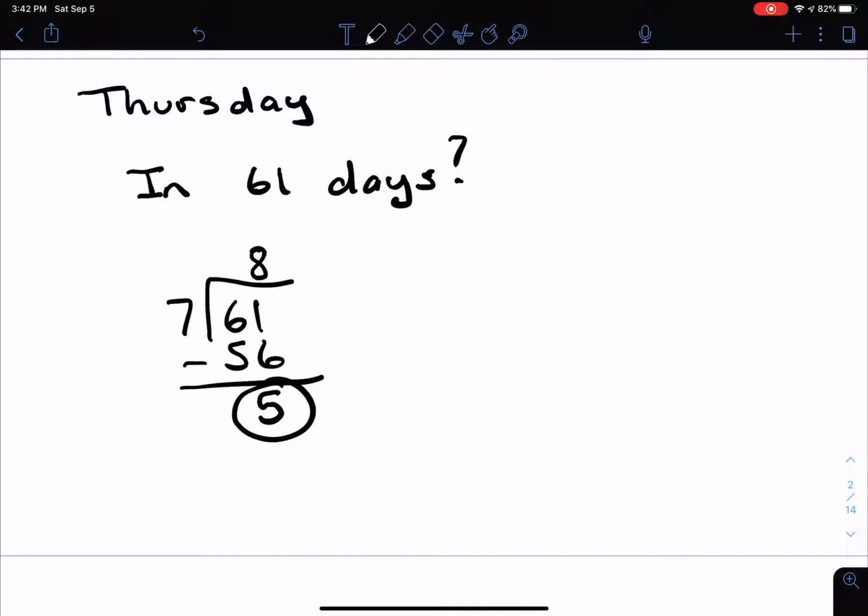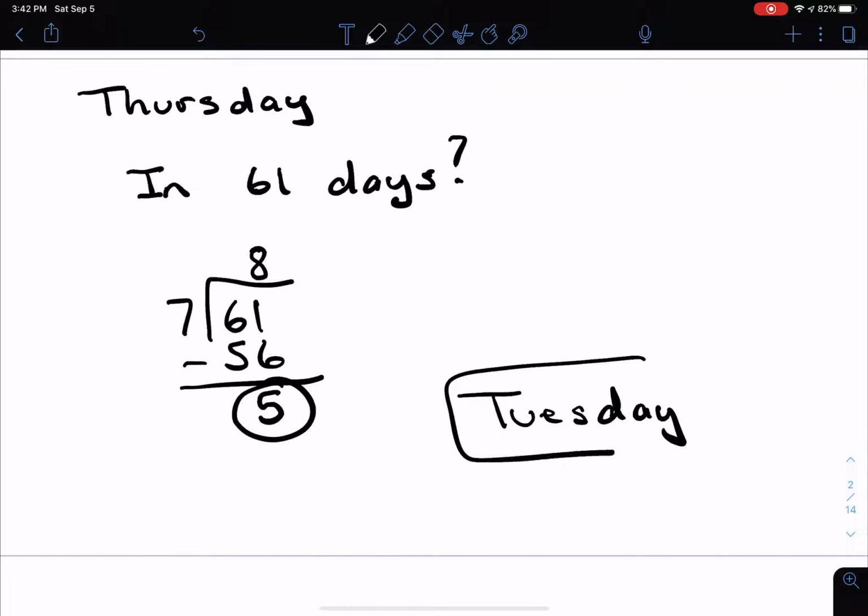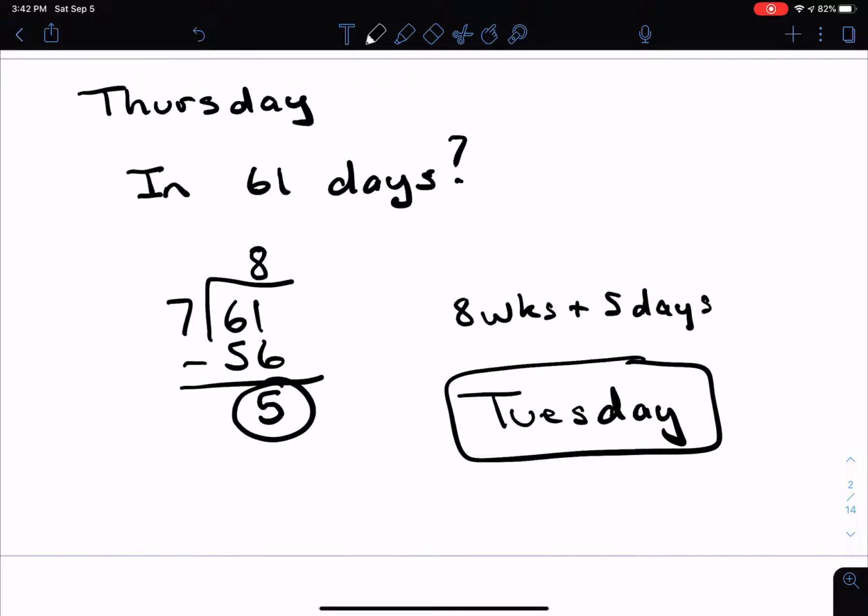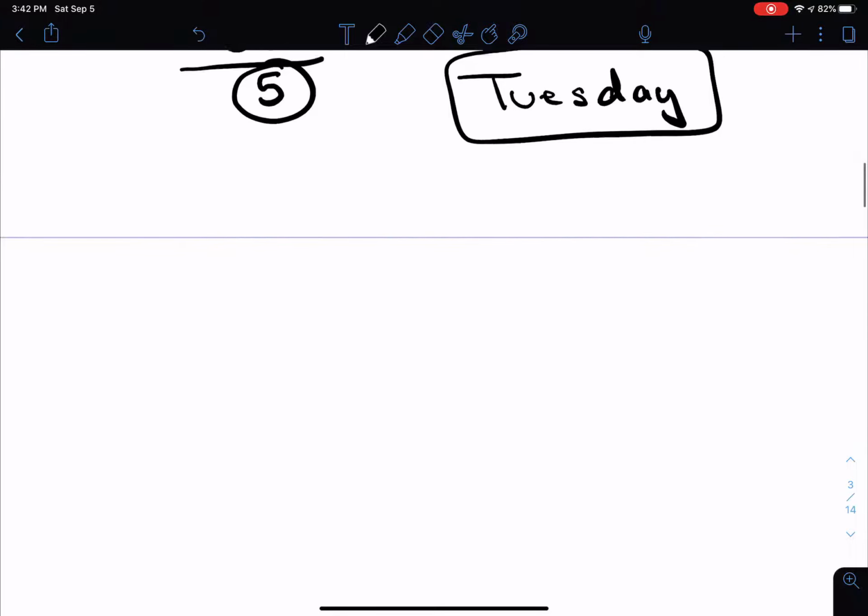Well, today's Thursday. What day is it going to be 5 days past that? So I'm just going to start counting on my fingers. Friday, Saturday, Sunday, Monday, Tuesday. So 5 days past that will be Tuesday. We're looking at 8 weeks, 5 days when we talk about 61 days. And then it'll be Tuesday again.